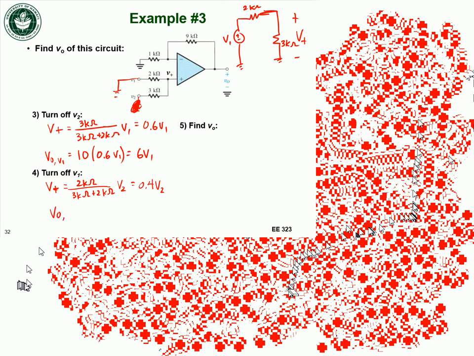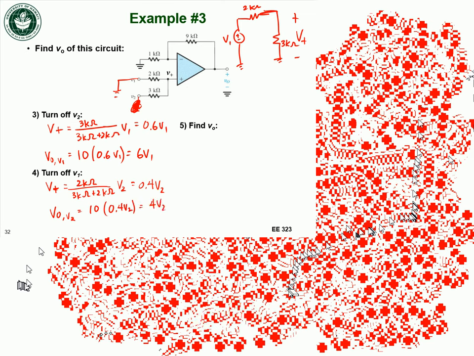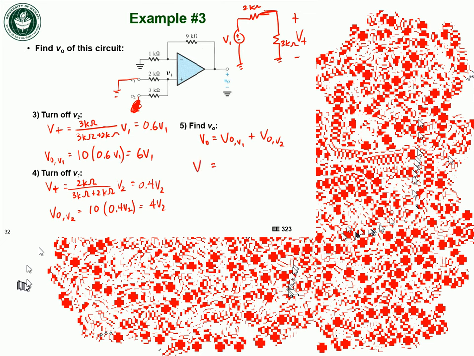And so my output due to V2 is 10 times 0.4 V2. Okay, and then for my superposition, I'm just adding up all the contributions of my sources. So my output voltage will be 6 V1 plus 4 V2. So this is another way to make a summing circuit.